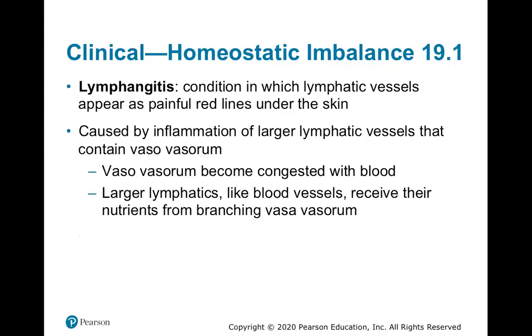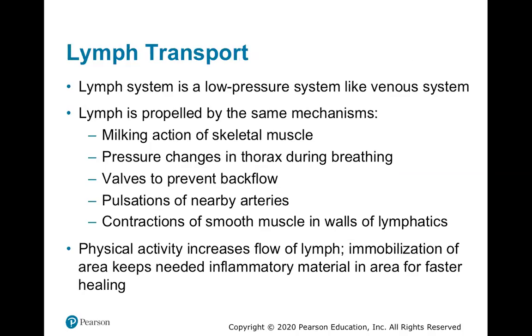So here are some conditions that can be affected by an improper lymphatic system. Lymphangitis, just itis, is an inflammation. So essentially this is an infection of that lymph. The lymphatic vessels appear painful, red. You can actually see lines under the skin. It's usually caused by inflammation of larger lymphatic vessels that contain vasa vasorum. Vasa vasorum become congested with blood. Larger lymphatics like blood vessels receive their nutrients from branching vasa vasorum.